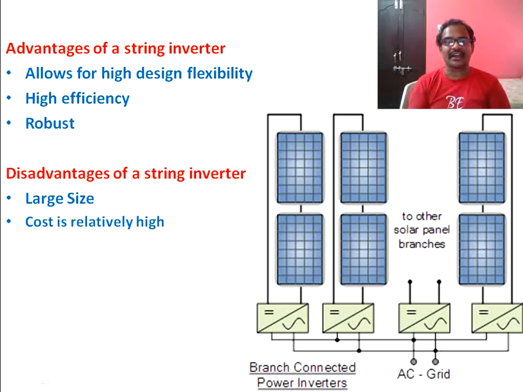You can see in this diagram again, a string is connected to one inverter, and all the inverters finally are connected to the grid. This is how the system will work. Multi-string inverters are also called branch connected power inverters.